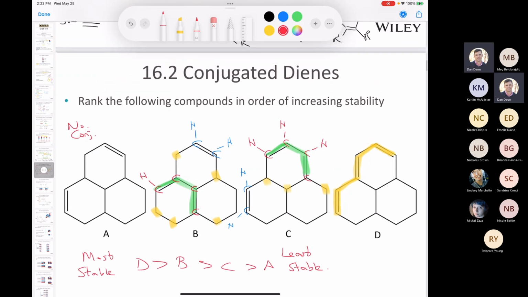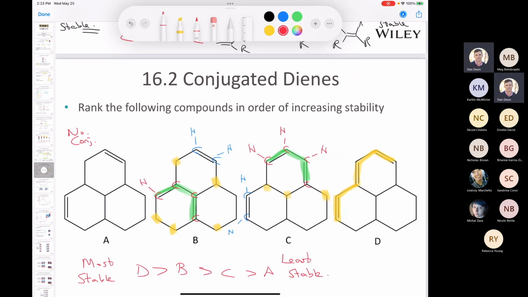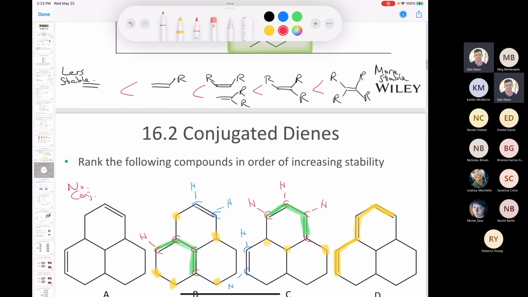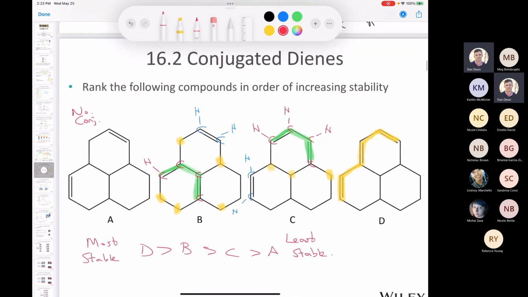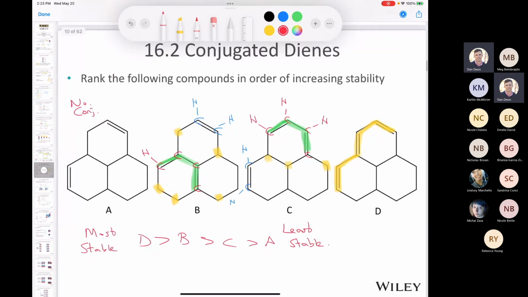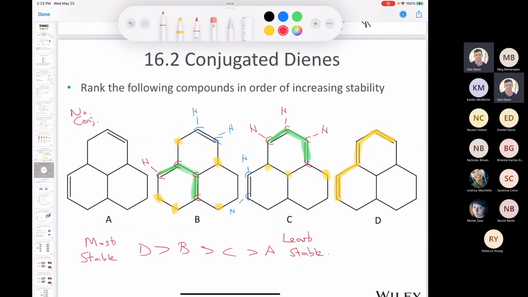We're applying some of the rationale that we learned about conjugation, and then we also applied this rule that we learned in the alkenes chapter, that the more substitution you have on a double bond, the more stable it becomes. Cool. I'm sure that there'll be some kind of question about this on the quiz, and students usually perform very well on those kind of questions.